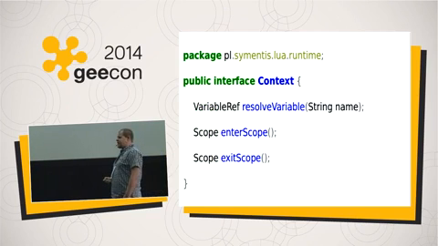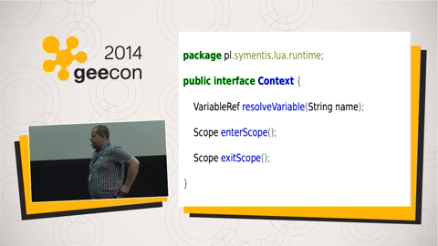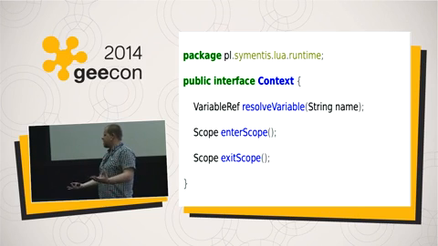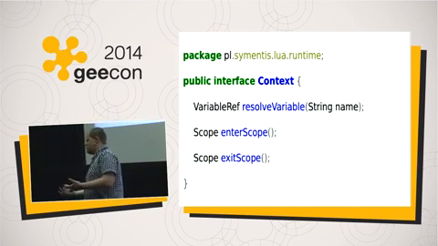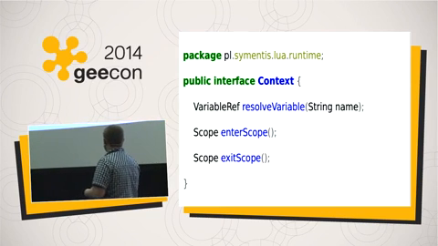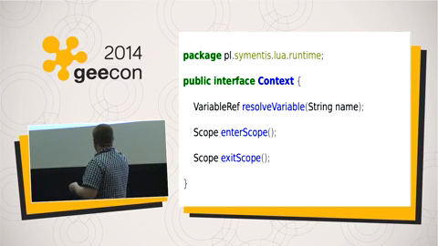Then you need context in the interpreter. What is context? Basically, an environment in which you execute your interpreter. It stores all the values you defined in your script. It gives you access to the variables and different things. And of course, you have something called scope.